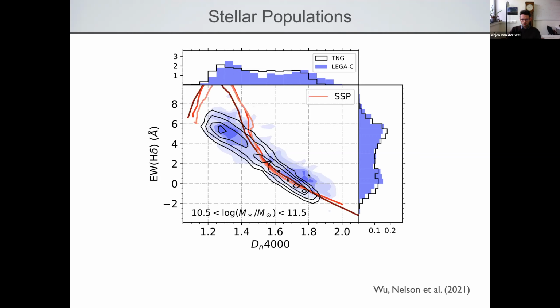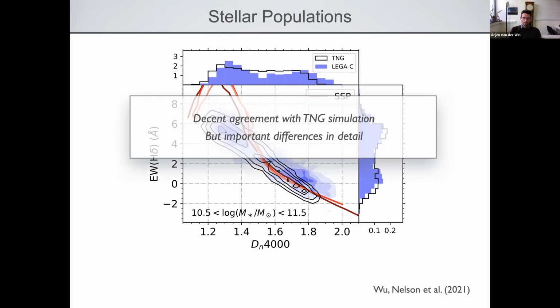There's different interpretations for this offset. It could be the stellar population models themselves. It could be the star formation histories of the galaxies in TNG compared to reality. We don't know for sure. If you're interested, please check out this paper that we published a few months ago. Okay, so decent agreement with the TNG simulation, but important differences in detail.